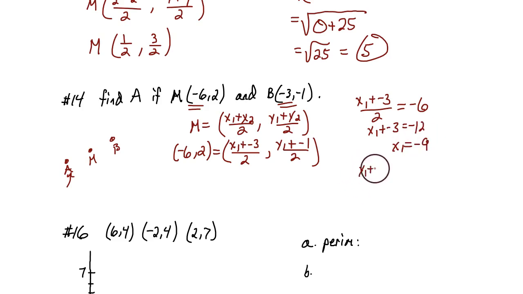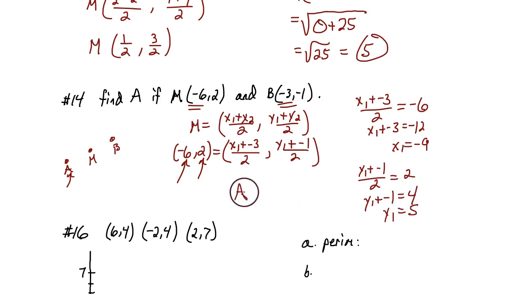Now let's work with the y values. The y1 plus -1 over 2 has to be equal to 2. I'm getting the 2 from right there. Earlier, when I was working with the x's, I was getting the -6 from right there. Now multiply by 2 on both sides to get 4, and then add 1 to get 5. So our unknown point, point A, has an x-coordinate of -9 and a y value of 5.